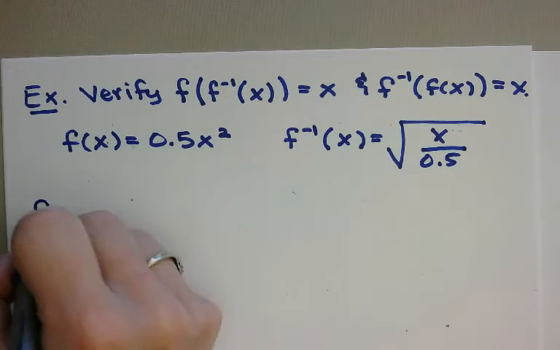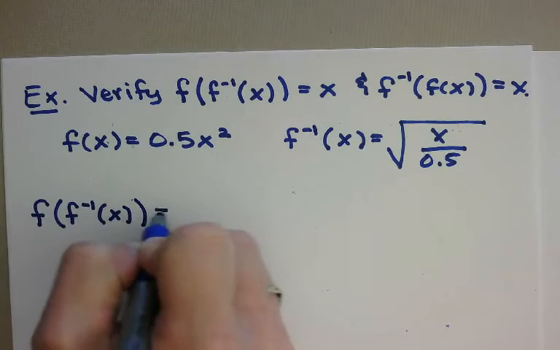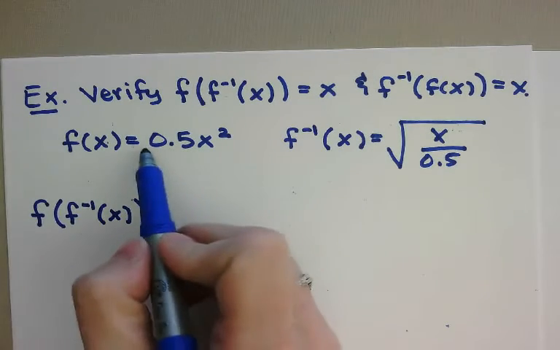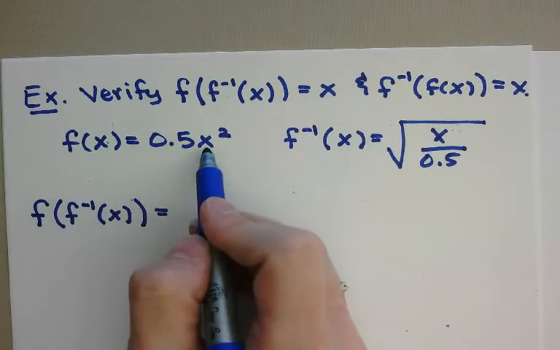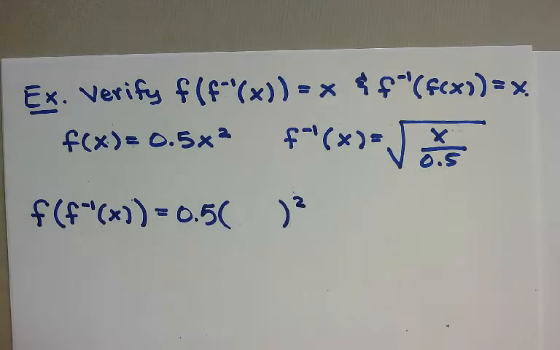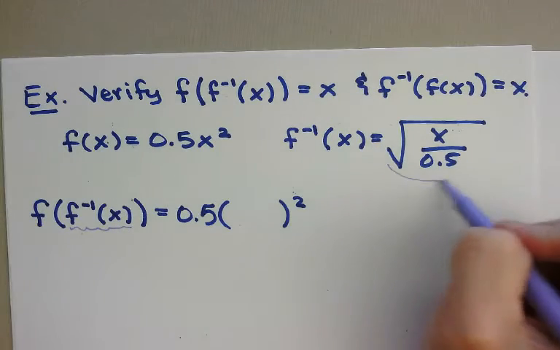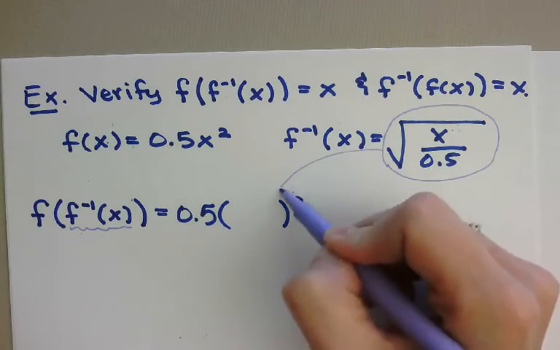Okay, so starting off with the first one, we're going to say f of f inverse of x equals, so I'm going to look at the f of x equation, and wherever there's an x, I'm going to put a parenthesis. And now I'm going to substitute in the f inverse. So this is what f inverse was. That's what I'm going to sub in there.